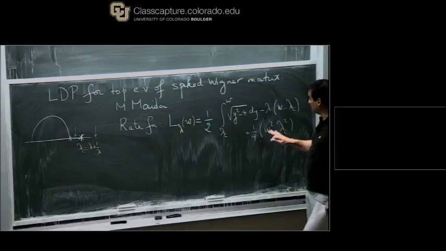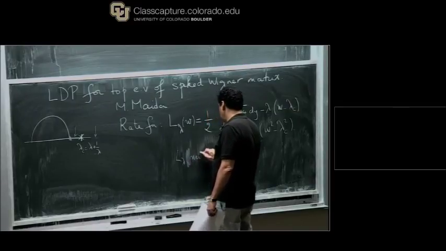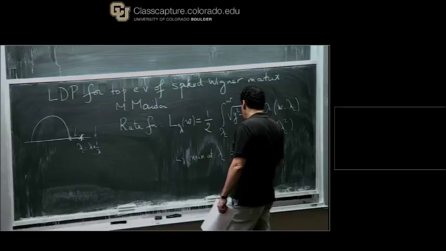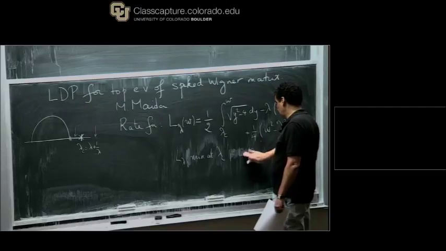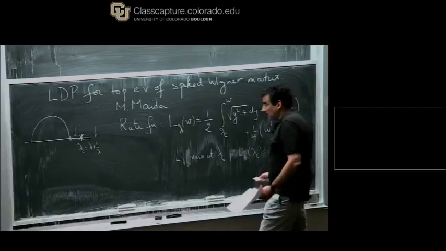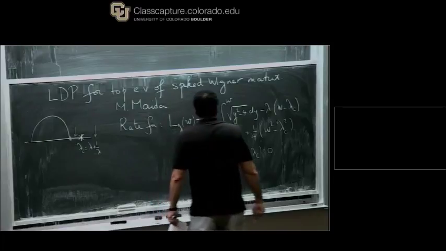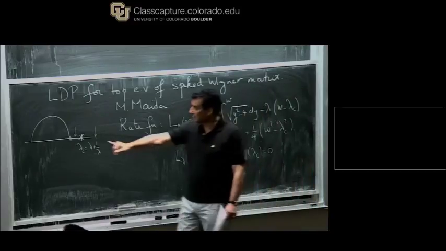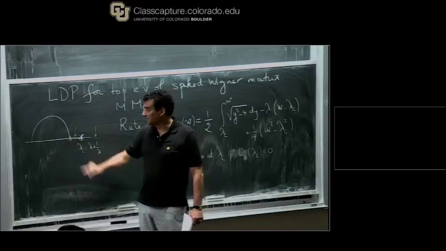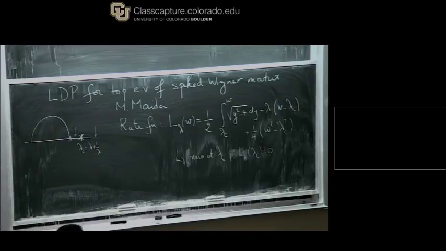But notice, of course, that this thing is minimum at lambda c, naturally, where it is 0. So naturally the most probable position is here, so the rate function vanishes here. And so you see you have different terms. You have a term that really comes from the fact that this thing wants to be close to lambda c, and you also have a repulsion coming from the bulk.